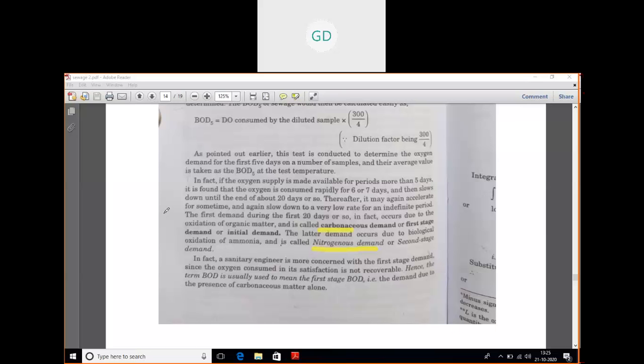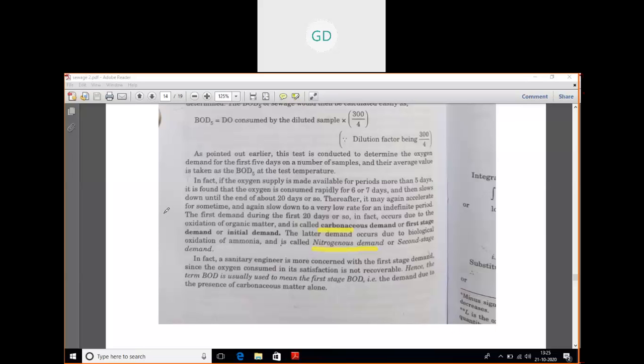The demand during the first 20 days, which occurs due to the oxidation of organic matter, is known as the carbonaceous demand, or the first stage demand. And when the consumption rate slows down due to the biological oxidation of ammonia, that demand is known as the nitrogenous demand, or the second stage demand.